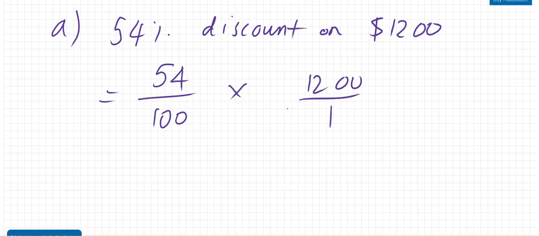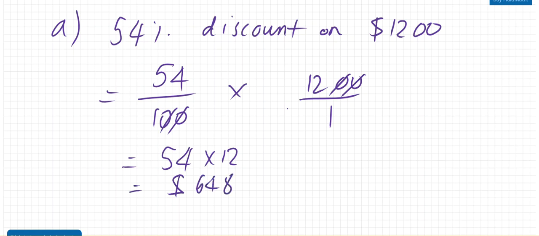And now to work this out, simplify before you multiply, cross off your zeros, and I'm left with 54 times 12. Now 54 times 12 will give us 648. Don't forget to write your dollar signs at the end. So $648 is how much you'll be saving if it was 54% off. And always double check, have a look. 50% is always half of something, yeah?